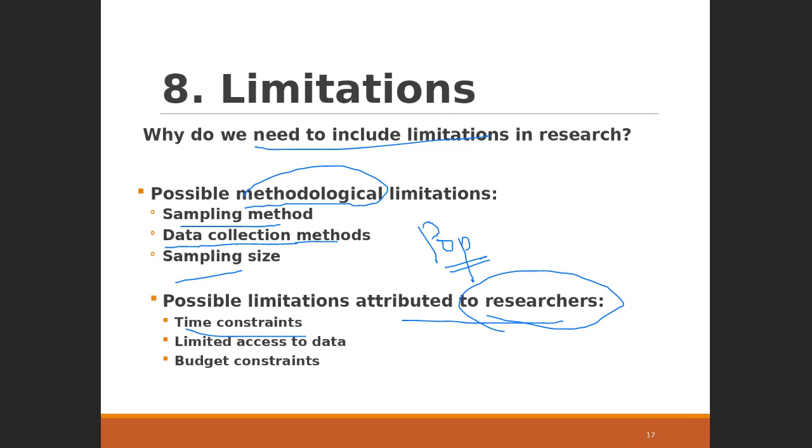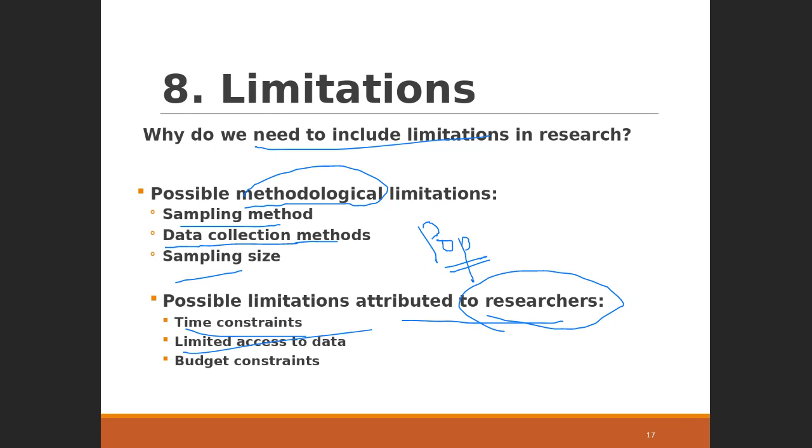Limited access to data is again a very important limitation. If your research involved surveying certain people or organizations, you might have faced the problem of having limited access to these respondents. So, due to this limited access, you might need to rethink your research problem because the quality of the responses was not that good.